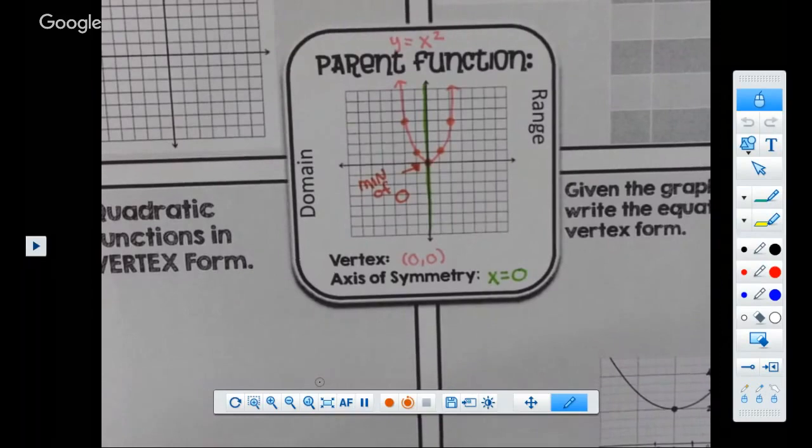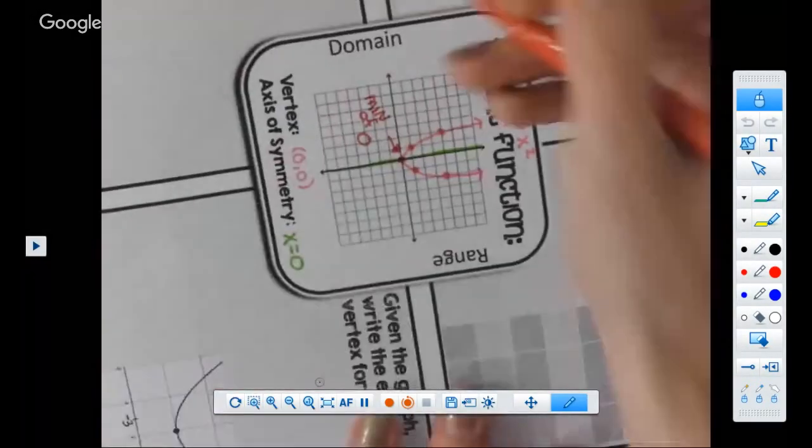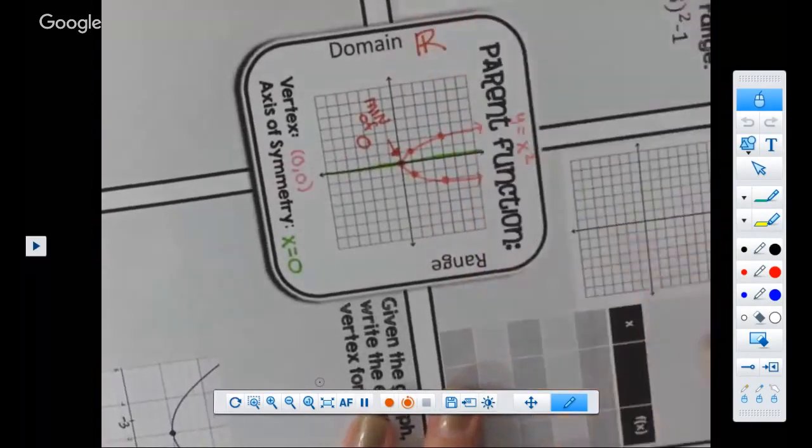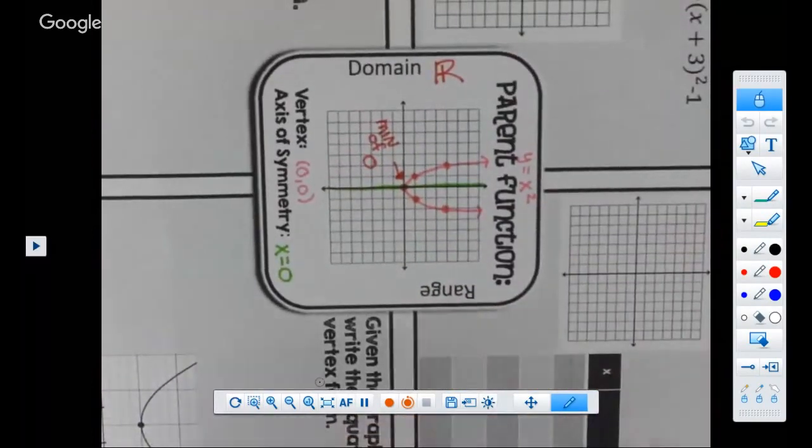So there's two more little things here, and then we're going to talk about all of our transformations. The first one is domain. Domain represents all of our x values. These arrows tell me left forever and right forever. And if it goes left forever and right forever, you see that's going to cross the whole entire x-axis eventually? It's going to be all real numbers. Okay, just like absolute value, the domain of quadratics is going to be all real numbers.